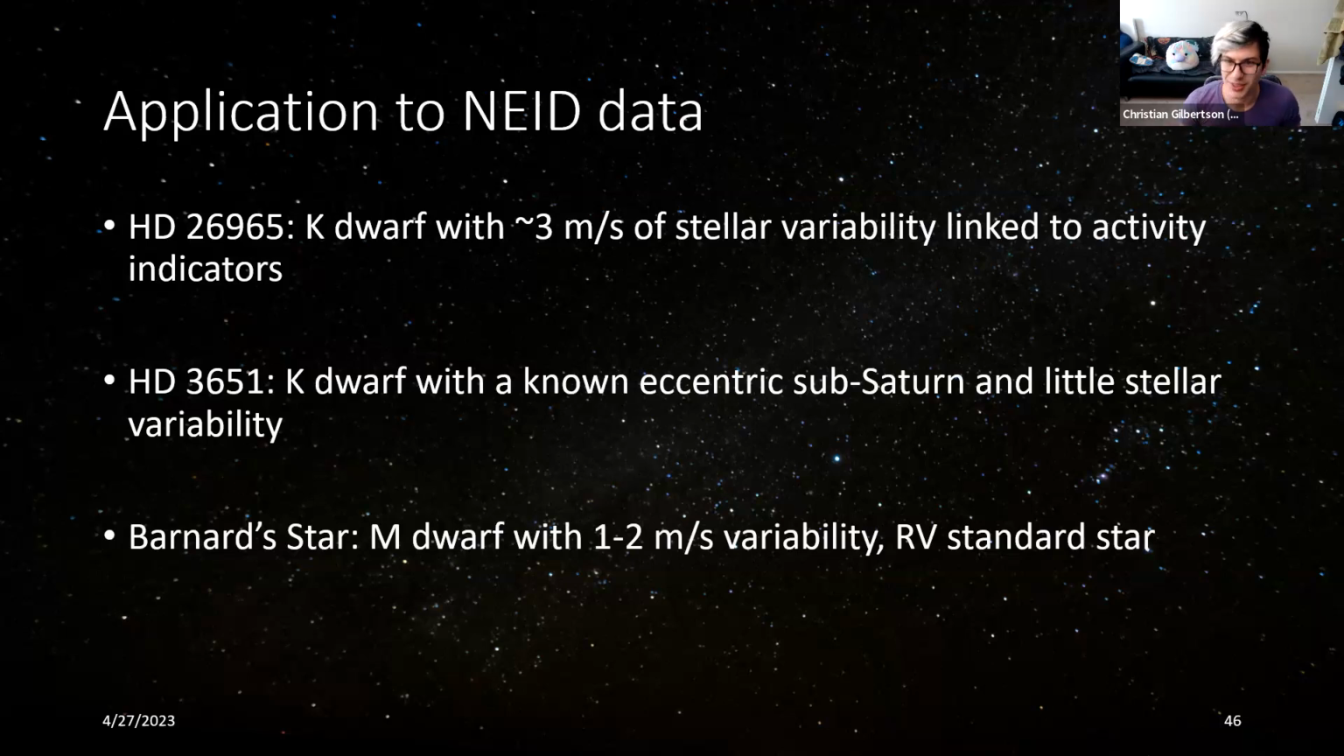We looked at NUID data for many stars, including HD 26965, which is a K dwarf with around 3 meters per second of variability linked to activity indicators. Another is 3651, which hosts an eccentric sub-Saturn, which is useful because it clears out the orbits of smaller, inner planets. There are stability arguments that it should be the only planet of that period or smaller. And Barnard's star, which is an M dwarf that also has some variability and is an RV standard star. There's been some debate.